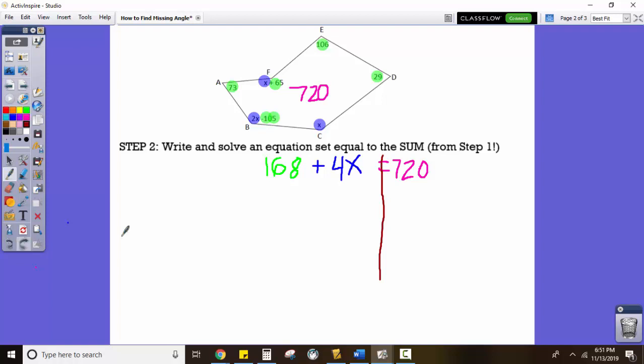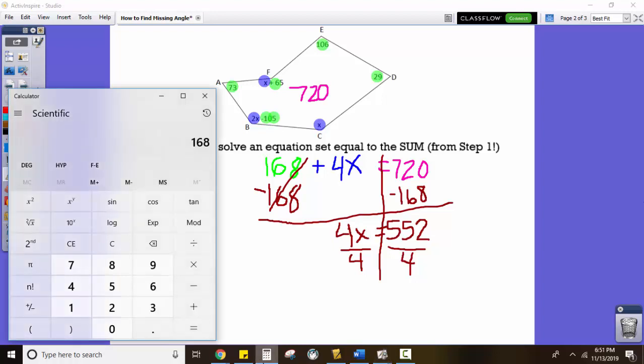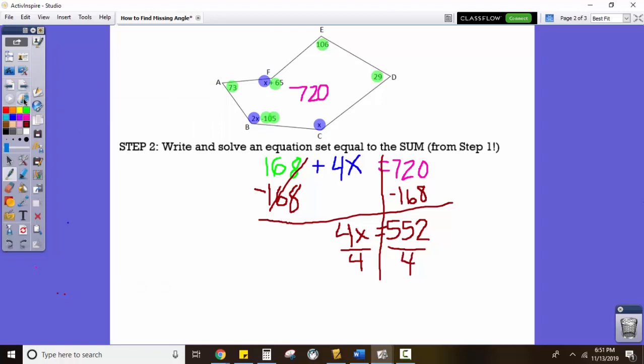For my equation, I need to solve for this x. First, I've got to get rid of the 168: minus 168 on both sides. The 168s are gone. 720 take away 168 is 552. Bring down the 4x. Okay, divide by 4 on both sides. 552 divided by 4 gives me 138. So x is 138.